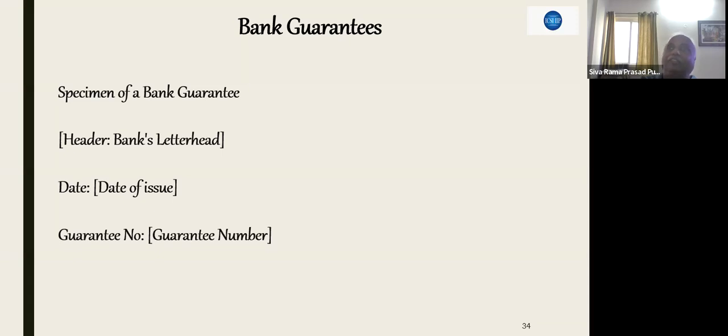So bank guarantees also attract stamp duty. Stamp duty is not a central government duty, except for certain products like life insurance policies. Next, bill of exchange, central government; promissory note, central government. Like that, some documents are central government and the remaining are state. Stamp duty is a revenue to the state government.